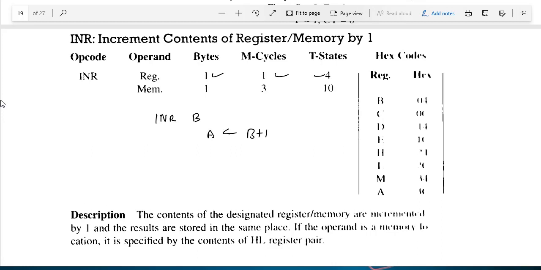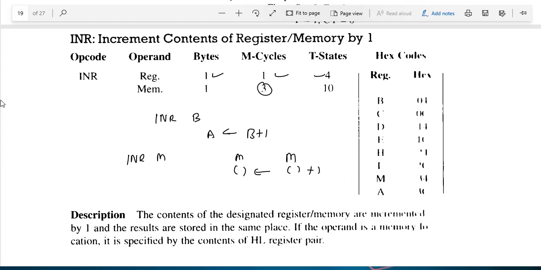Now another example is INR M. M is memory. So what will it do? It will read the content of memory, add 1 to it, and save the result back into the memory. Okay. So there are three machine cycles.